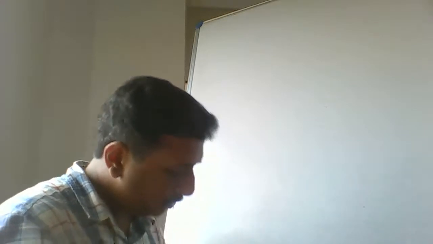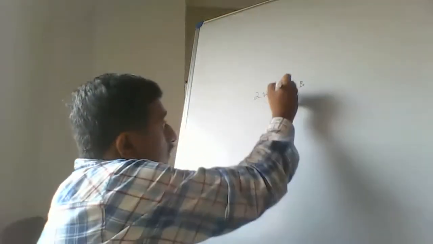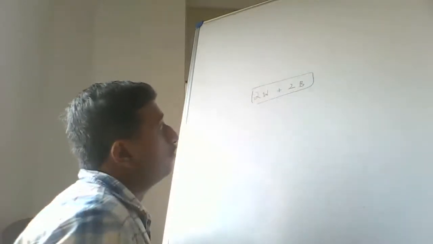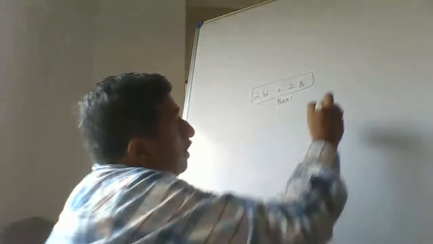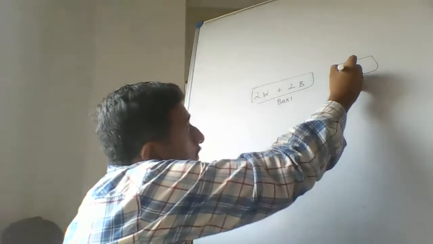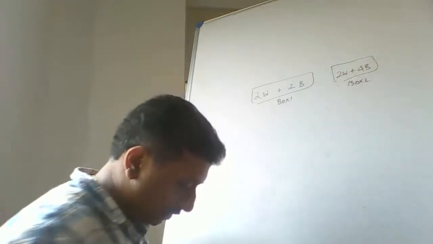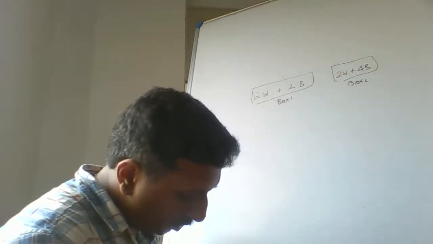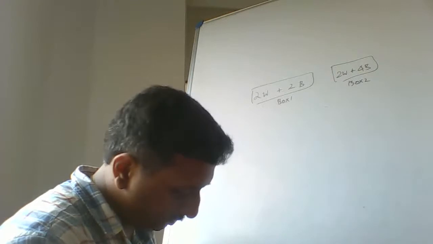Again, a box contains two white and two black balls. This is one box; I'll label this as box 1. I have another box, which contains two white and four black balls. If one ball is drawn from each, what is the probability that they are of the same color?